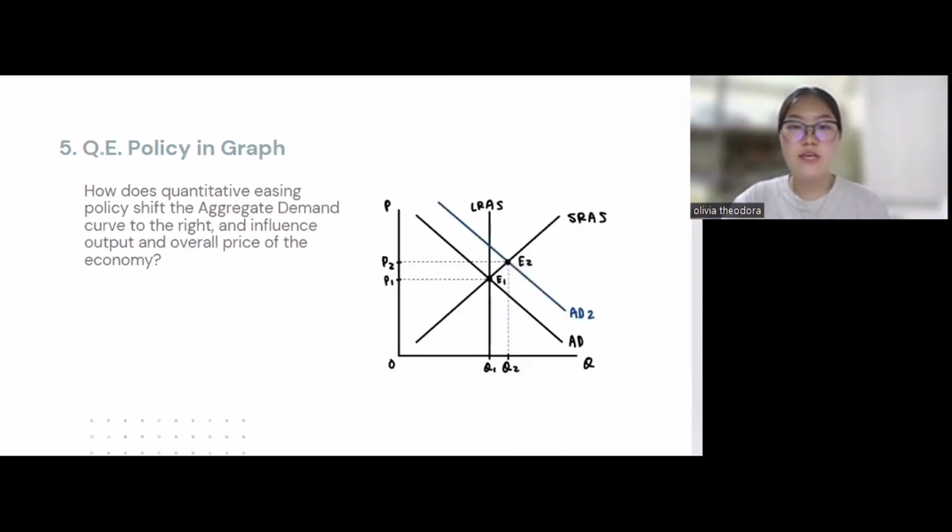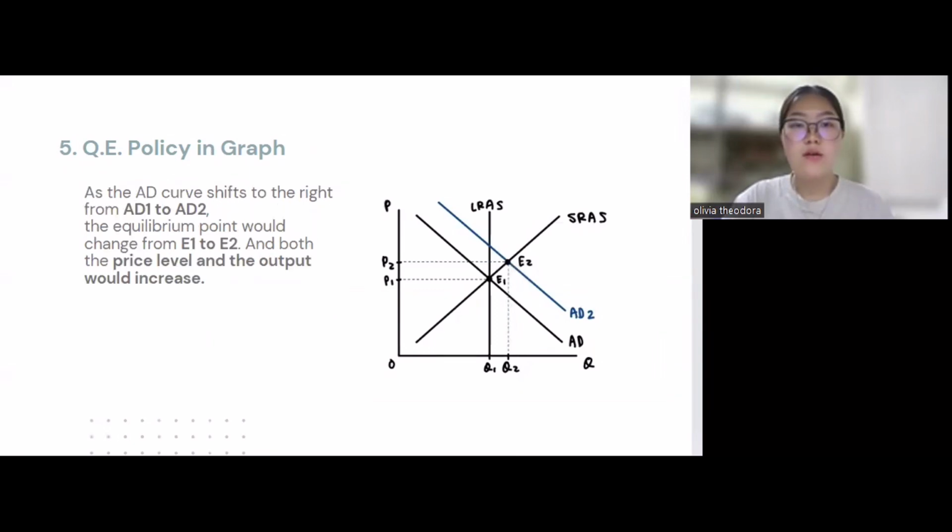In the last question, I will be explaining how quantitative easing policies shift the aggregate demand curve to the right, influencing the output and overall price of the economy. So this graph here shows how quantitative easing policy would shift the aggregate demand curve to the right and influence output and the overall price level. As the quantitative easing policy works, the aggregate demand of the economy would increase, which means that the aggregate demand curve would shift from AD1 to AD2, or to the right.